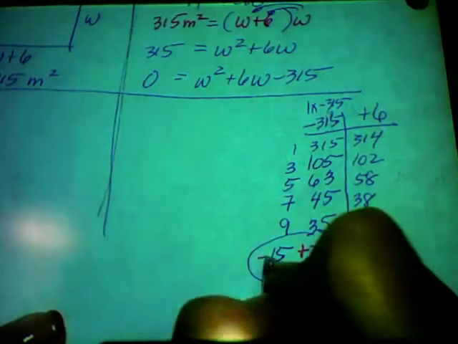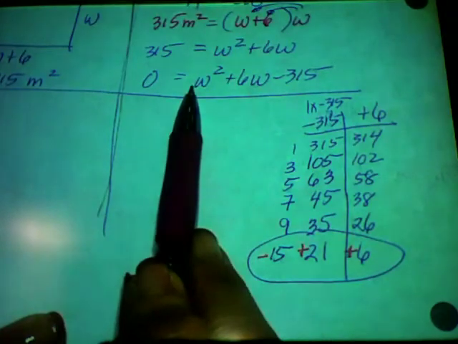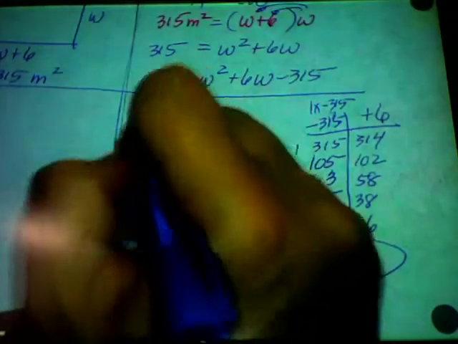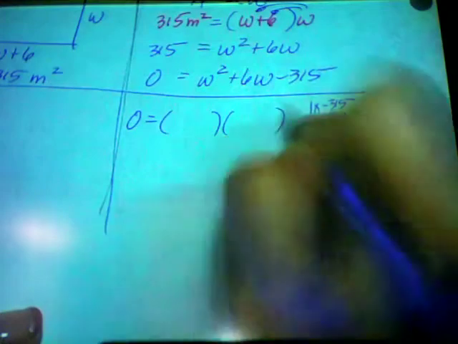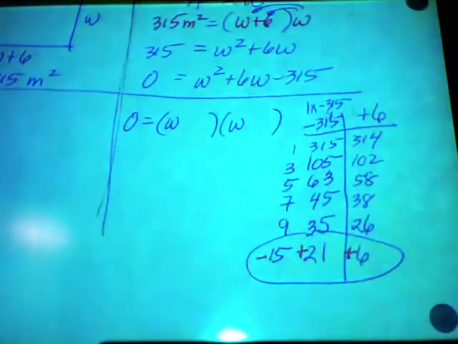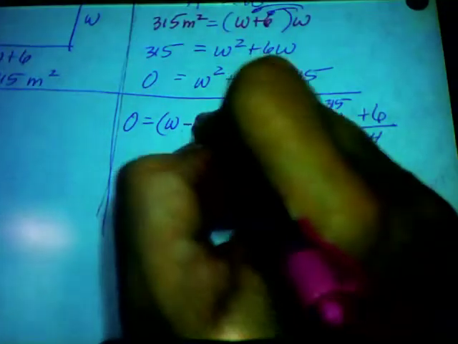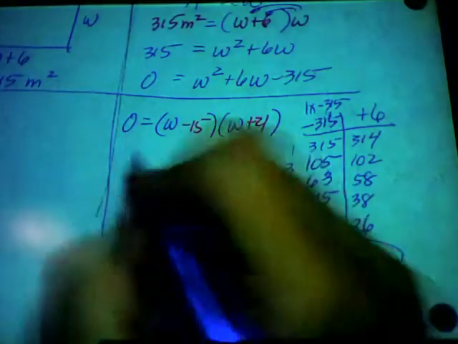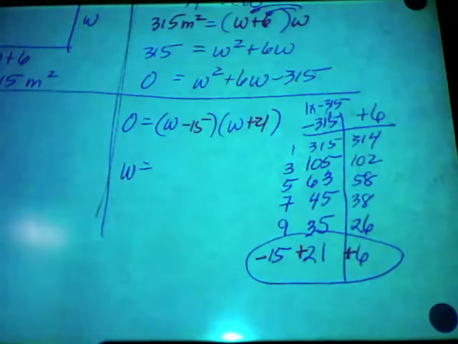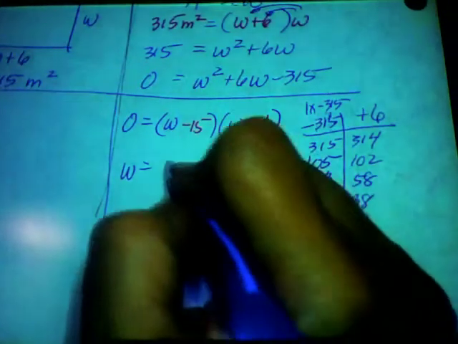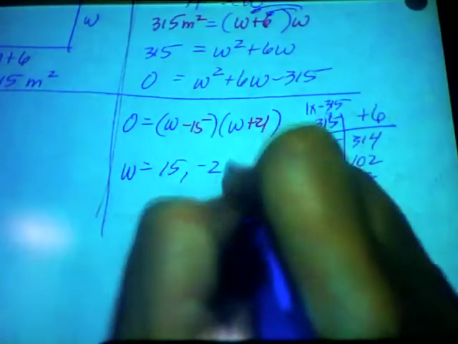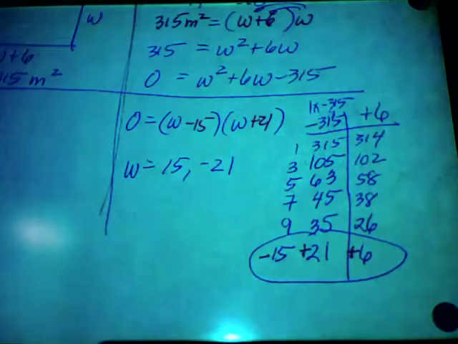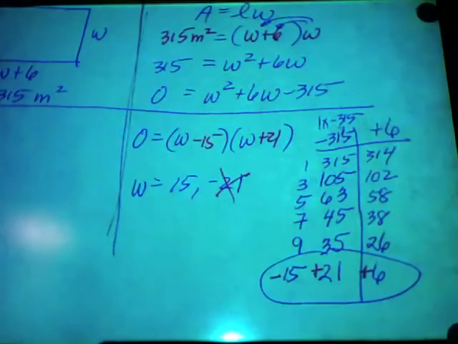Negative. Now the good news is, because there's only a coefficient of 1 here, this is our shortcut factoring. We don't have to do group and garbage. W squared becomes W and W, and then you can put minus 15 here and plus 21. So if I set each of those equal to 0, what are my choices for W? 15 and negative 21. Well, which one is not going to be possible? Yeah. So that means my width is 15.